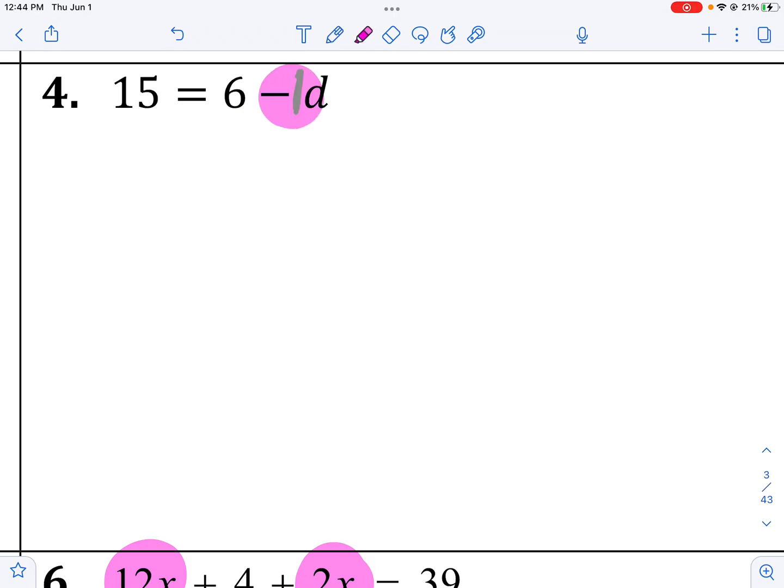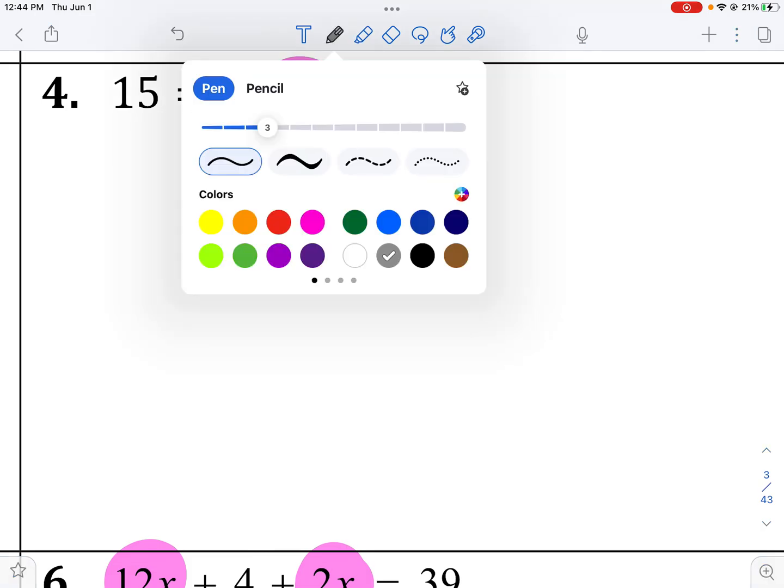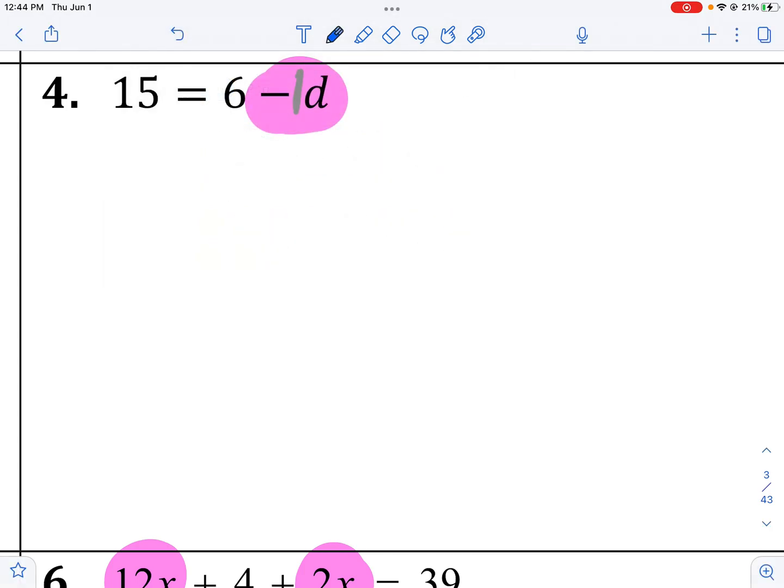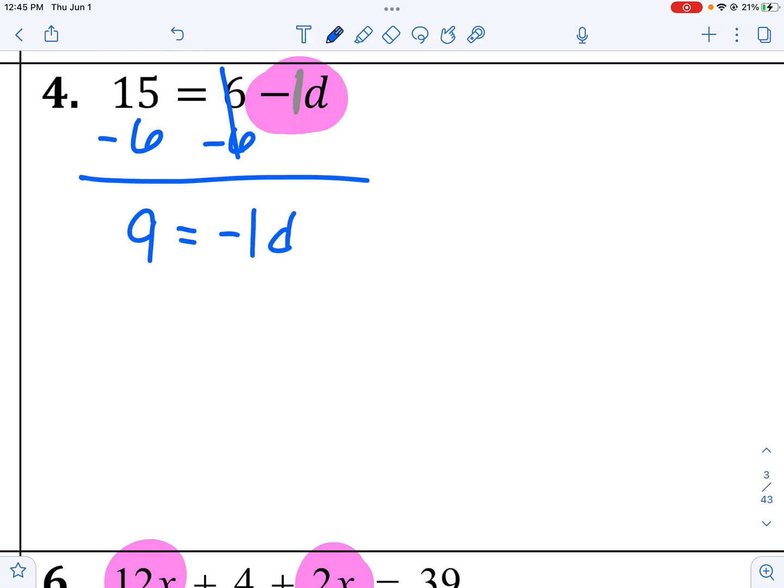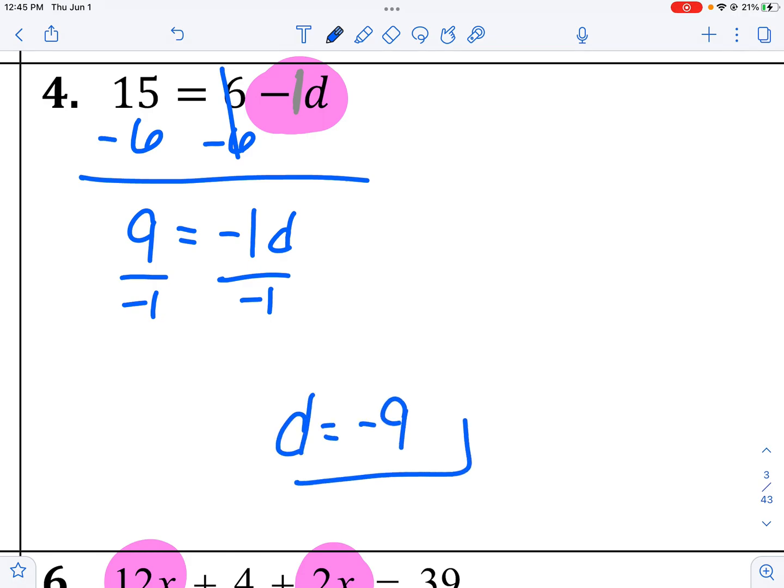This is my variable term. I need to get rid of anything over here that is not the negative 1d. So if I'm trying to undo a positive 6, I need to subtract 6. That positive 6 was the only other thing on the same side of the equal sign as the negative 1d. So now I have 9 equals negative 1 times d. I see multiplying, so I'll divide, and d would be a negative 9.